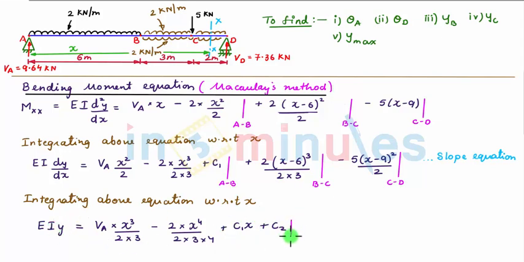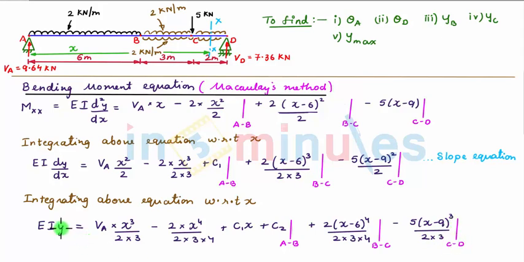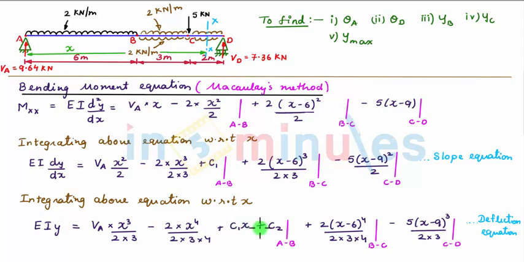Again we put this in our first partition AB, plus 2 into x minus 6 to the power 4 whole upon 2 into 3 into 4 second partition, minus 5 into x minus 9 the whole cube upon 2 into 3 third and final partition CD. Now we see that in this equation we have y term, so this equation is called as deflection equation. Our next step is to find out these constants of integration C1 and C2 by using the boundary condition.